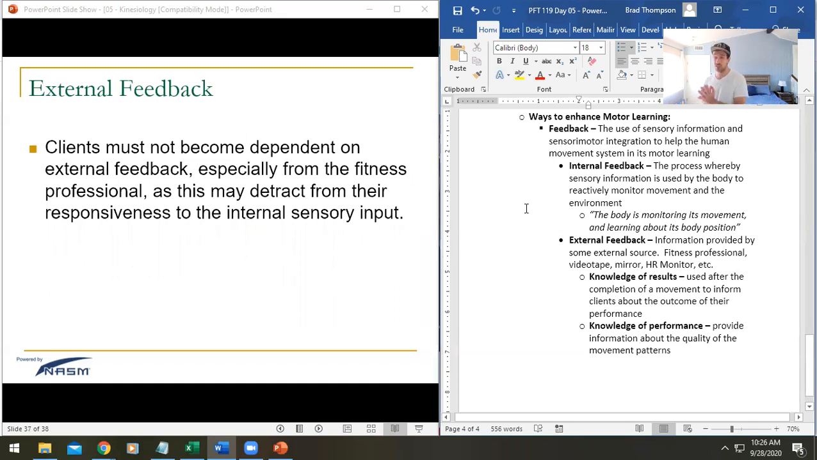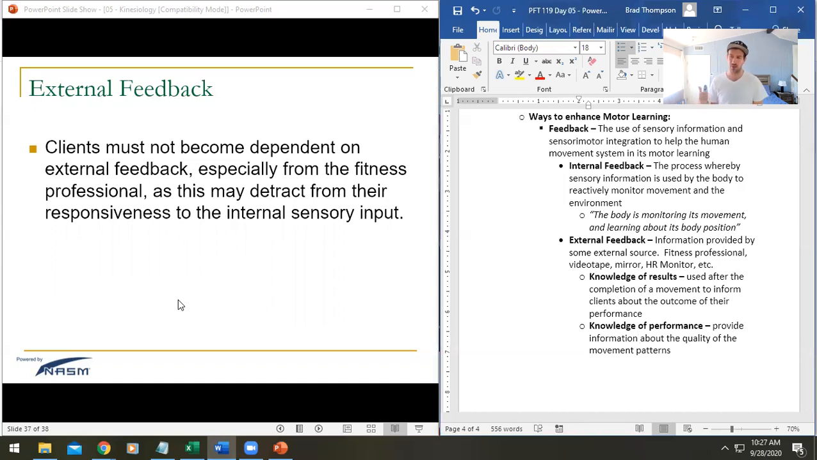So here's the thing about internal feedback versus external feedback. I love that they put this note in here. Clients should make sure that they don't become too dependent on your external feedback, like a fitness professional, because then it's going to detract from their ability to develop internal feedback. When we pay too much attention to a trainer telling us what to do, we stop doing it for ourselves, right? We lose that.